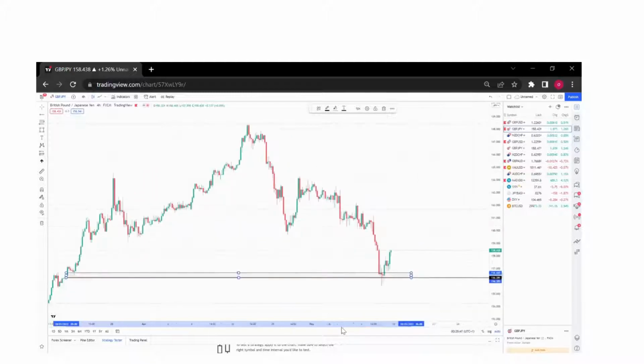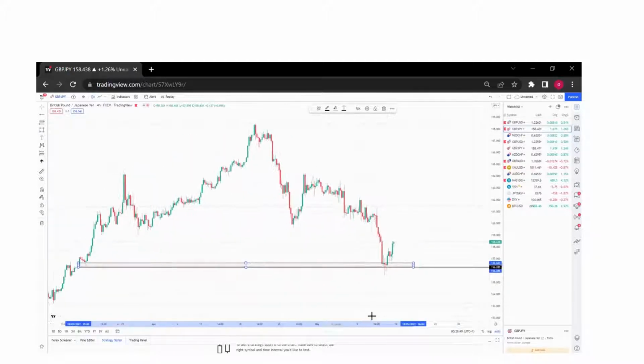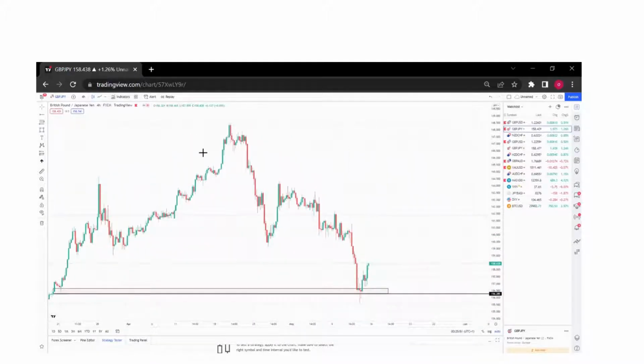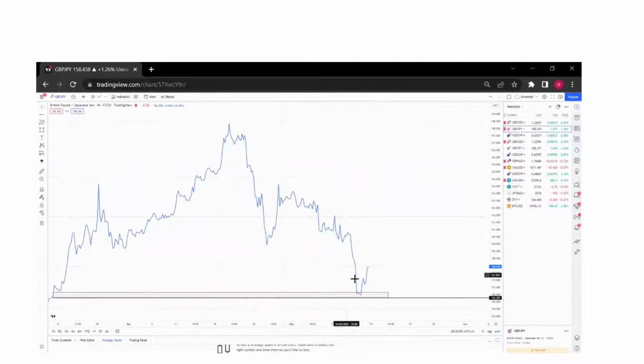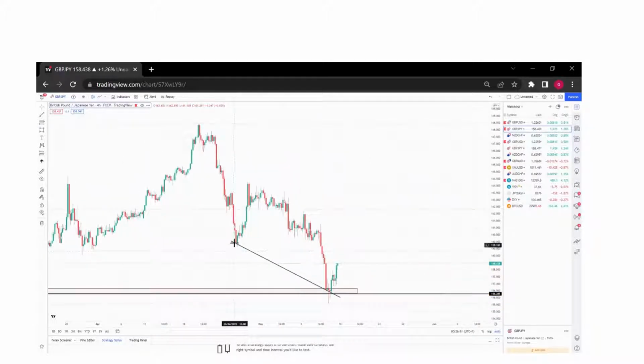Okay, this is GBPJPY. So let's identify the trend. It's obviously a bearish trend. So let's complement it with a trend line. You can see this place. Can you see a significant push here and also a significant push here? So that's why I marked that point here. So let's see if we can draw an upper trend line for GJ.